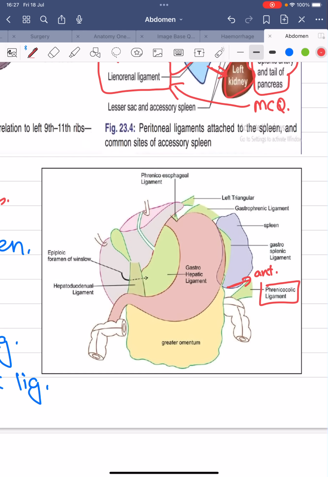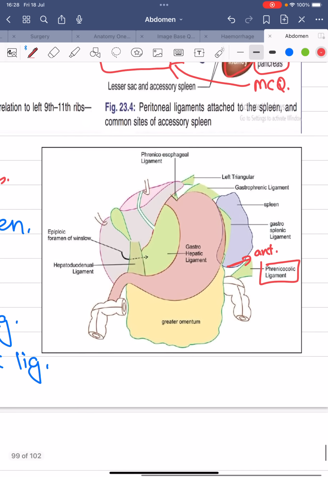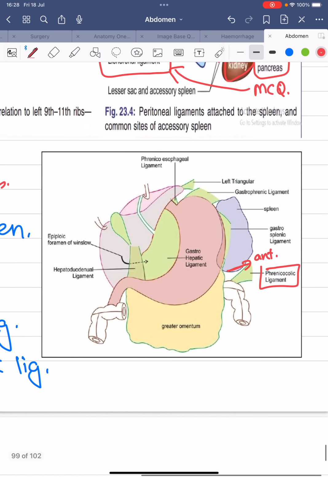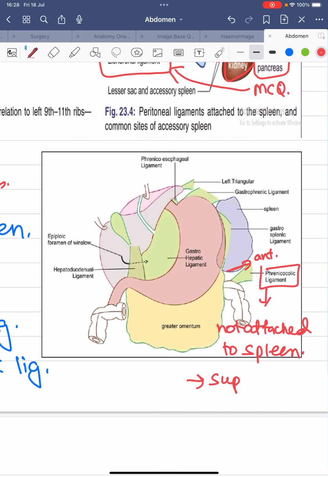So this is your phrenicocolic ligament. The first thing you must remember: it is not attached to the spleen, but it is supporting what? The anterior end of the spleen. It is supporting the anterior end of the spleen.